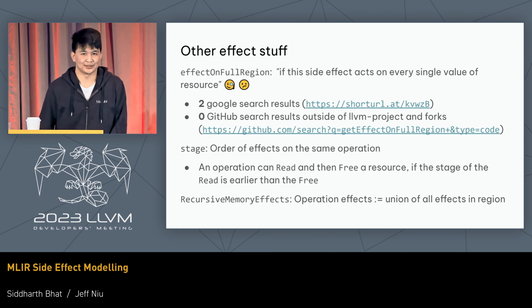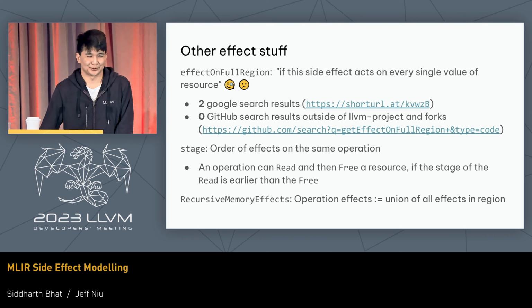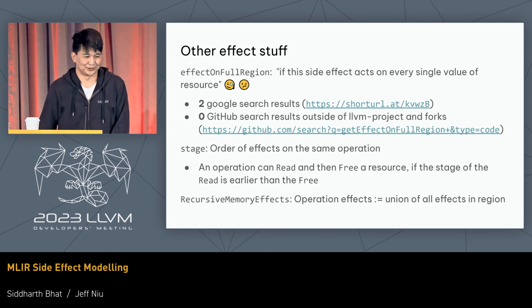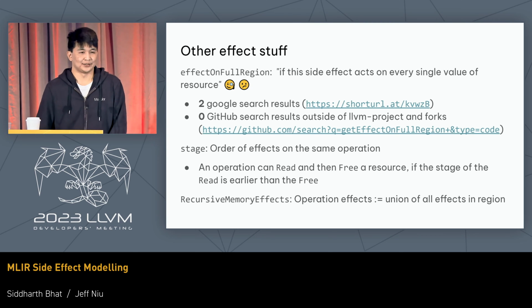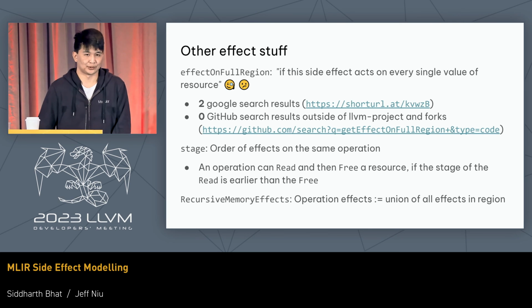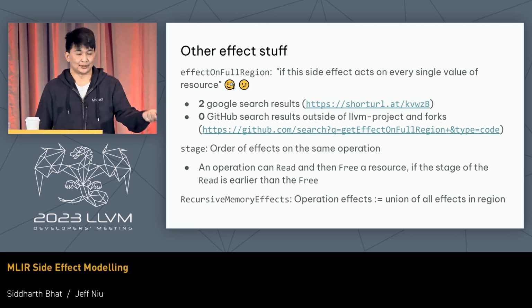There are a couple of other things in side effects. One of them is this effect on full region, which I could find no actual references to on GitHub or on Google. A recently added thing to side effects is the stage. This is very useful for more complicated operations where there is more than one effect on the same resource within the same operation. For example, if your operation reads and then frees a resource, it's important to know which one comes first.